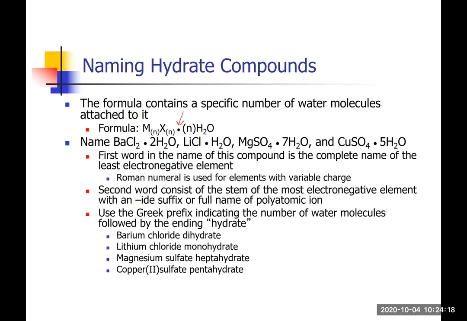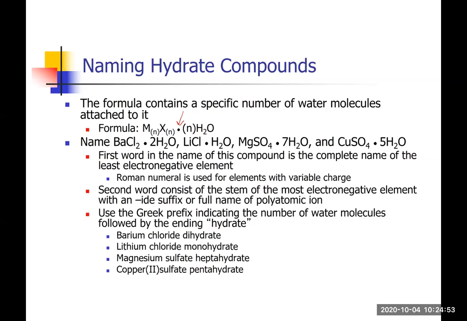That's what it's representing. So the first word in the name of these compounds is going to be the complete name of the least electronegative element. Again, following that rule. We use a Roman numeral if that metal or cation has a variable charge associated with it. The second word is going to be the stem of the most electronegative element, and we're going to convert the suffix to IDE. If we have a polyatomic ion, we're going to give the full name of the polyatomic ion.